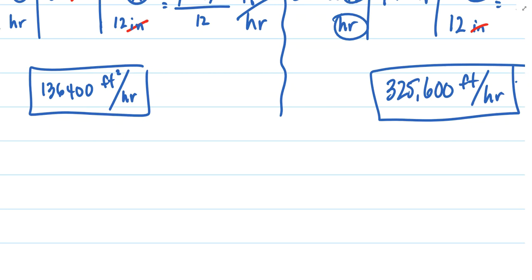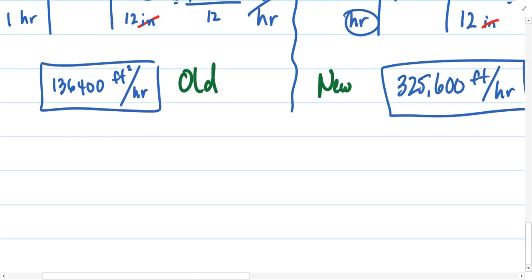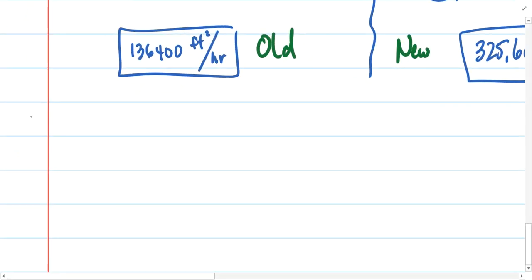Okay, we're going to pick up where we left off. In the last video, we established that the old lawnmower can cut 136,000 square feet per hour in an ideal situation, and the new mower can cut 325,000 square feet in an hour in an ideal situation. So moving on from here, the third bulleted point asks us to find out how long it is going to take at this speed to cut the grass in the picture above.